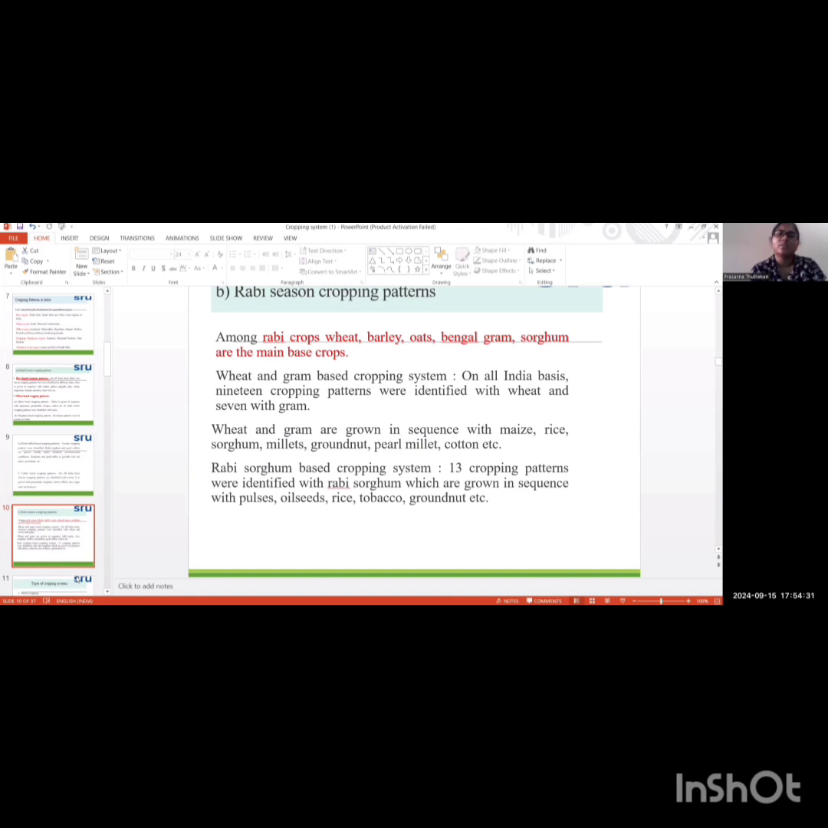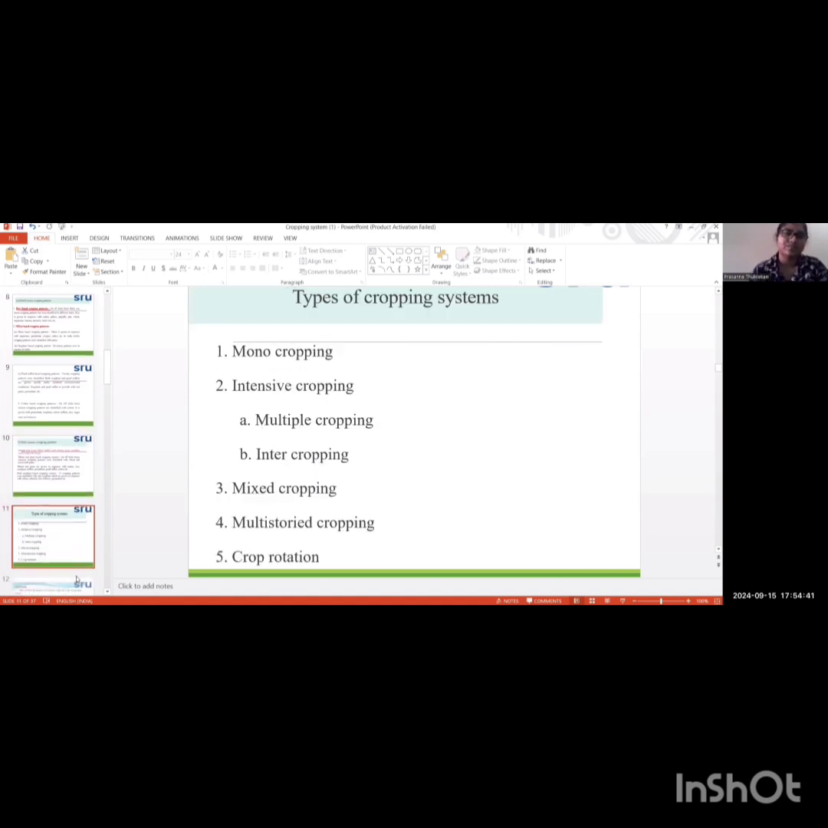Rabi sorghum based cropping system, that is 13 cropping patterns were identified with Rabi sorghum, which are in sequence with pulses, oilseeds, rice, tobacco, groundnut, etc.